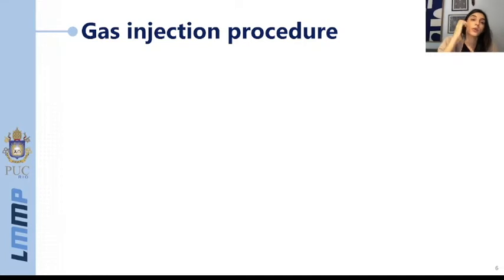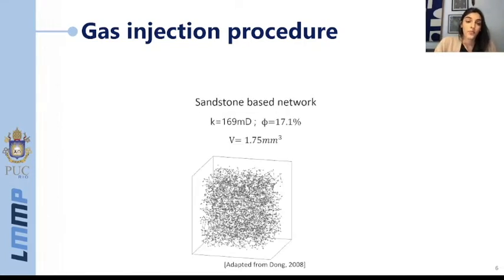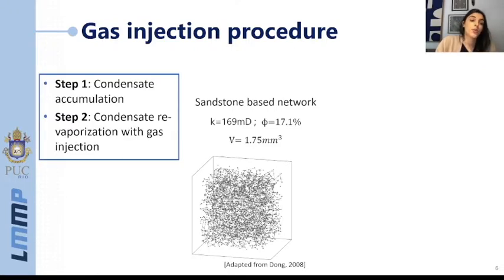So using that model, this is the gas injection procedure that we've implemented. First, we represented the porous medium as this sandstone-based network with a permeability of 169 millidarcy and a porosity of 17.1%. And in this network, we performed two different steps. The first one to accumulate condensate, and the second one to try to mobilize this condensate with gas injection.